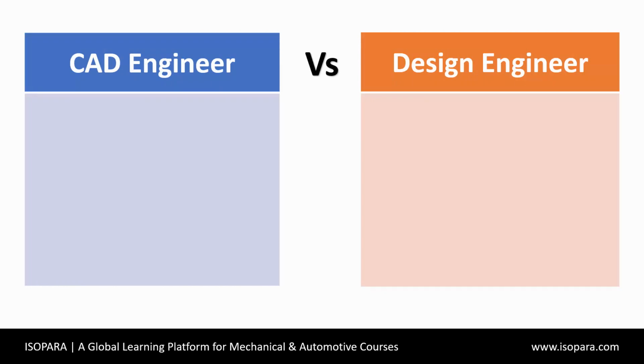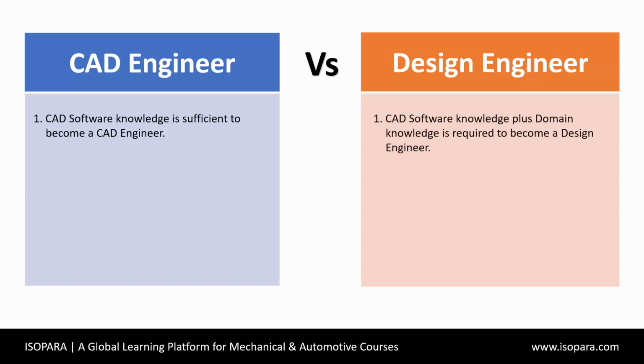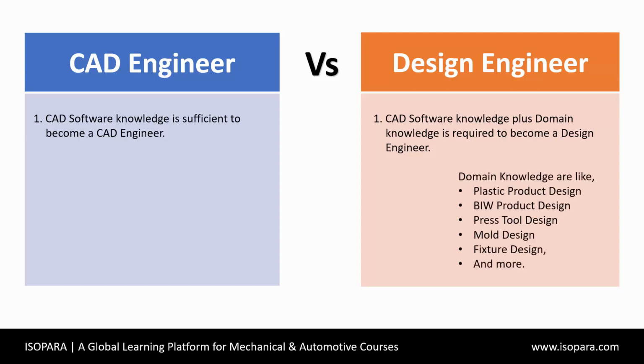Let's begin. The first point is, CAD software knowledge is sufficient to become a CAD engineer. Means, if you learn only one CAD software in depth, then you can become a CAD engineer. But here is a difference, that is, CAD software knowledge plus domain knowledge is required to become a design engineer. Means, if you learn one CAD software with one domain knowledge, then you can become a design engineer.